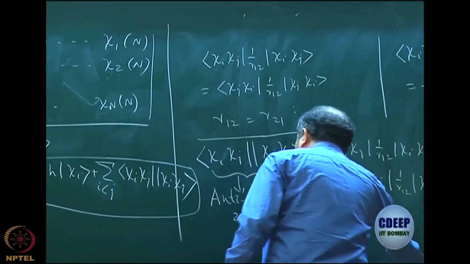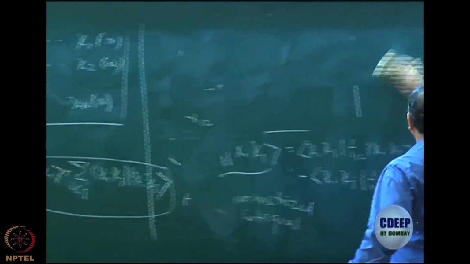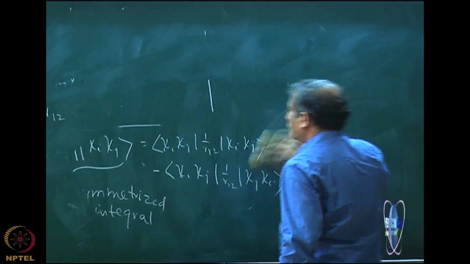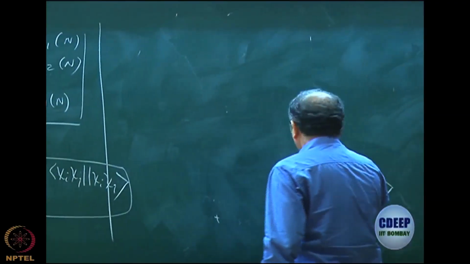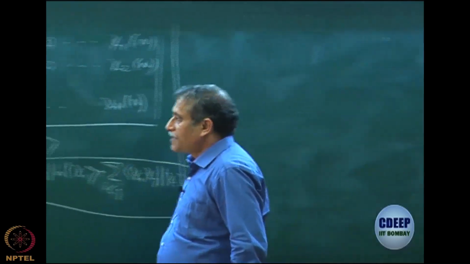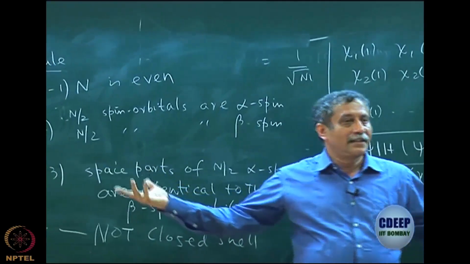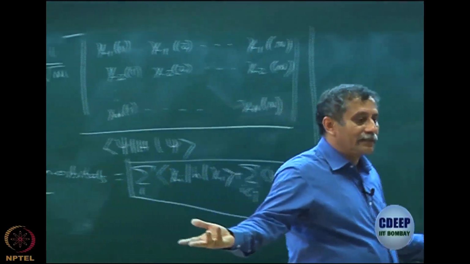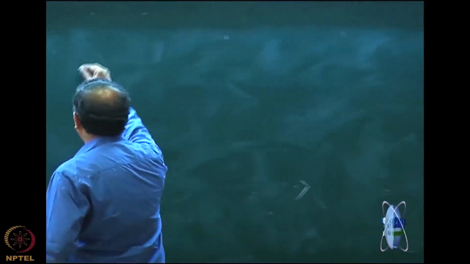So let us now take up a closed shell determinant. And let us see what happens to the spin orbitals. So when I say I know the spin orbitals, what does that mean now? That means I know the space parts. Because what is a spin orbital in this case? It is just space part times alpha and beta. So I know the space parts. So let us say that I know the space part.